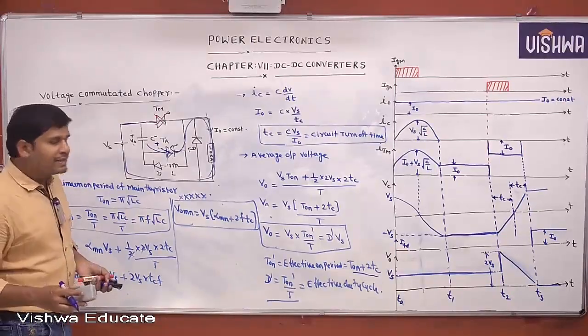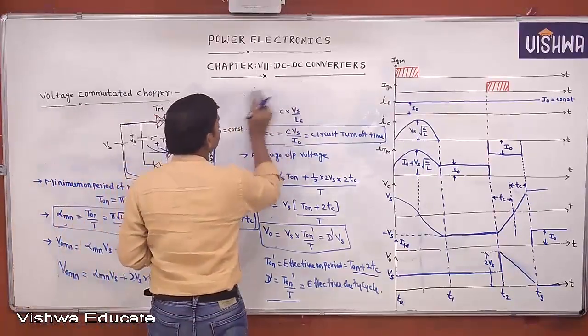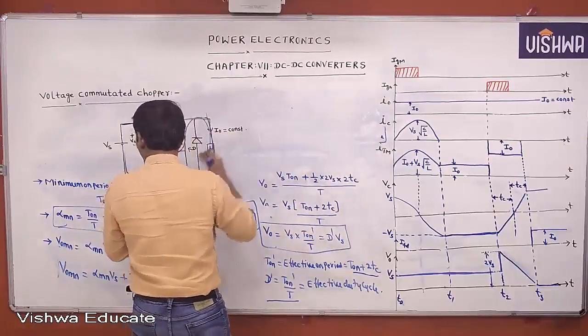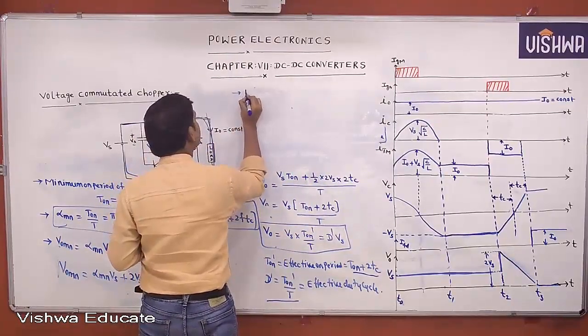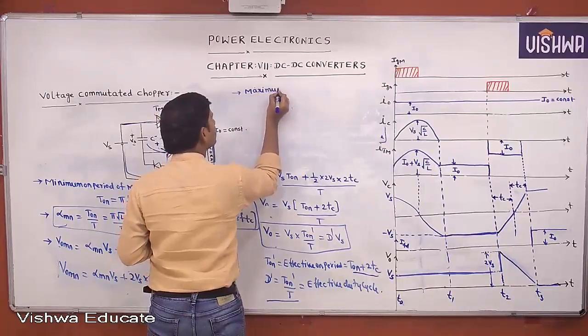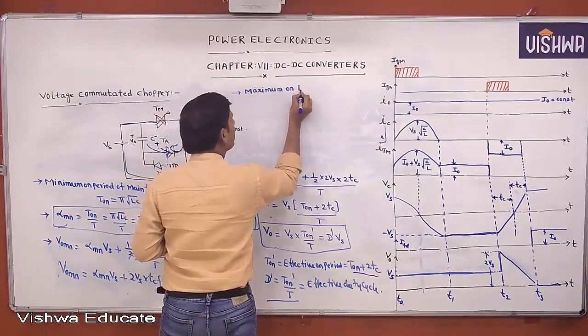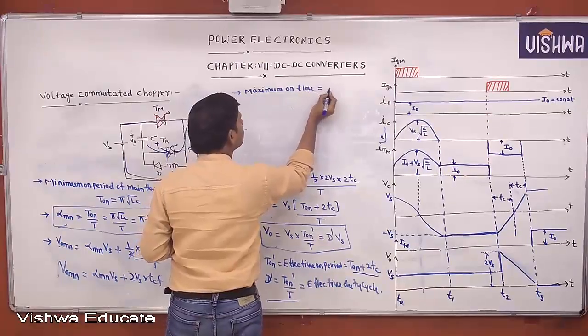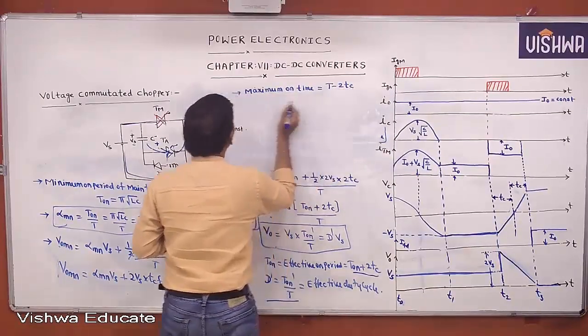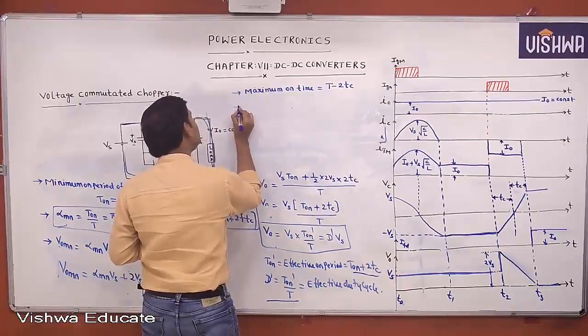Yes, maximum on time. Next, maximum on time is equal to T minus 2Tc. Then what is the maximum duty cycle?